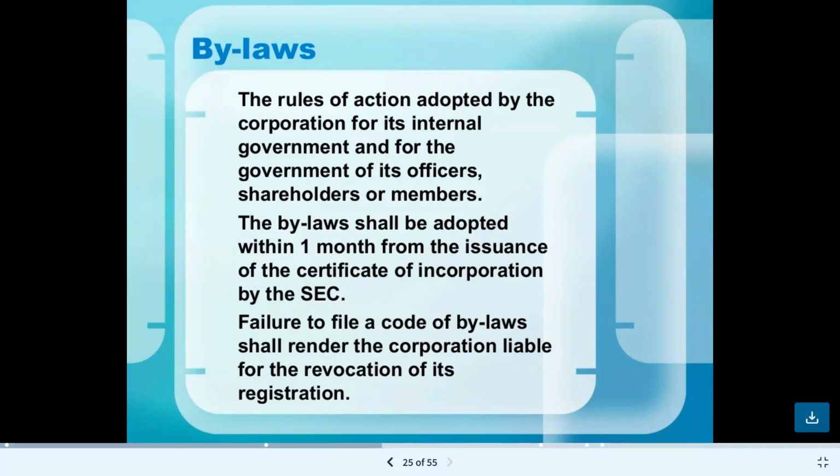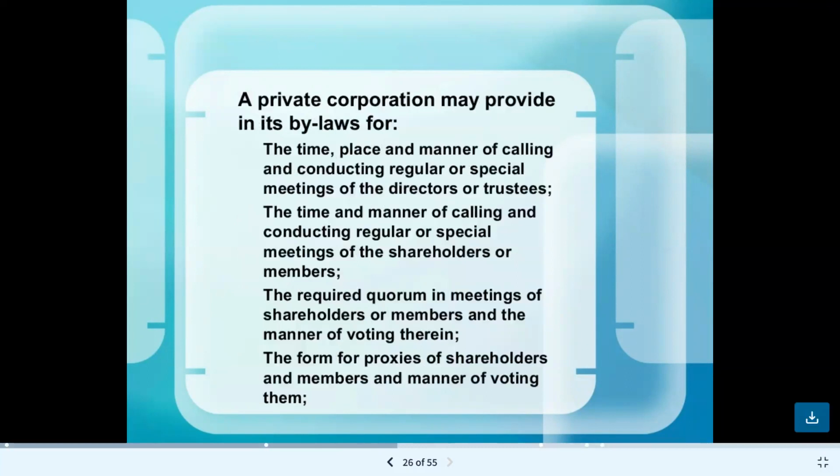registration. So ByLaws will have the internal government, your policy, how you elect officers, how you elect the BOD. So it should be stated in the ByLaws. It shall be filed within 1 month from the issuance of the certificate of incorporation. Now, a private corporation may provide in its ByLaws the following.